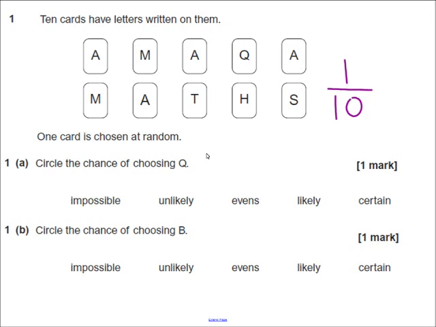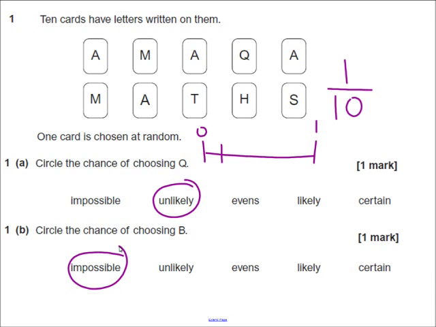Now on your probability scale of 0, which is impossible at the left hand end, and 1, which is certain at the right hand end, 1/10 would be over here somewhere. So it's expecting you to circle the word unlikely. In 1B, they want you to circle the chance of choosing B. Well, on our 10 cards, there is no B, so it's impossible. Circle impossible.